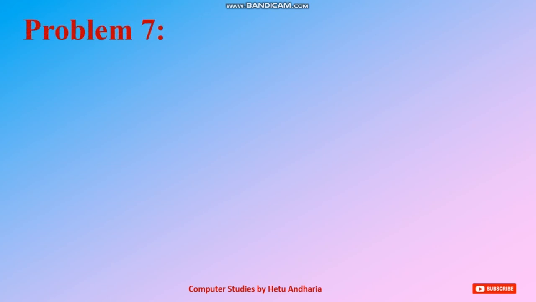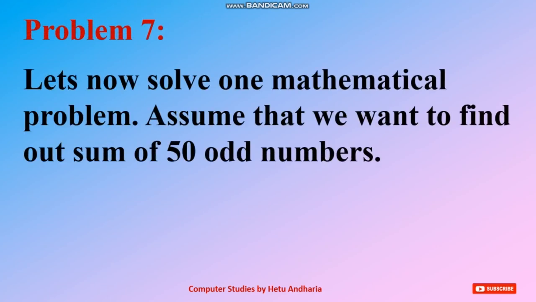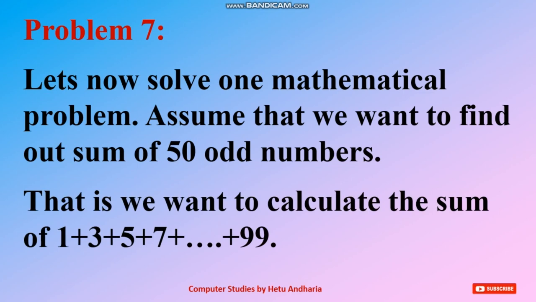So the problem number 7 is, let us now solve one mathematical problem. Here assume that we want to find the sum of 50 odd numbers. Which are the odd numbers? I don't know. Is it 1, 3, 5, 7, right? So like this way we want to find the sum of 1 plus 3 plus 5 till the 50th, so it will be 99, right? So how shall we solve?